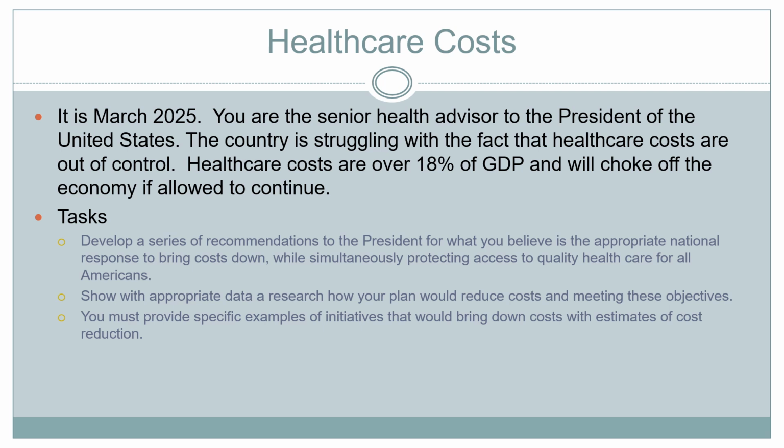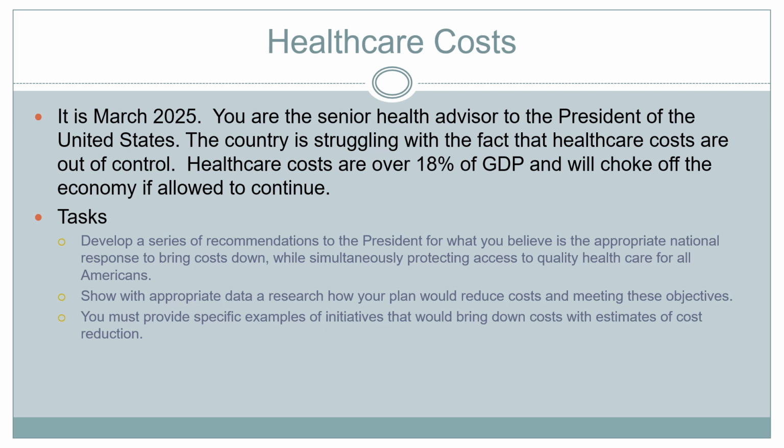So your task is to develop a series of recommendations to the President for what you believe is the appropriate national response to bring healthcare costs down, while simultaneously protecting access to quality healthcare for all Americans. You need to show with appropriate data and research how your plan would reduce costs and meet these objectives. And I am looking for specific examples of initiatives that would bring down costs, with estimates of what those cost reductions would be. I want you to show your work on this.